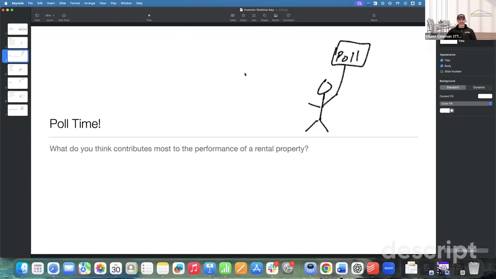So let's put up some of the polls. Obviously, the webinar is focused around ROI. So I just want to know what you guys think about ROI, what affects the performance. So I'm going to post a poll. And the question is, what do you think contributes most to the performance of a rental property, the performance of the investment? So let me post that real quick, and I'm interested to see what our results are.